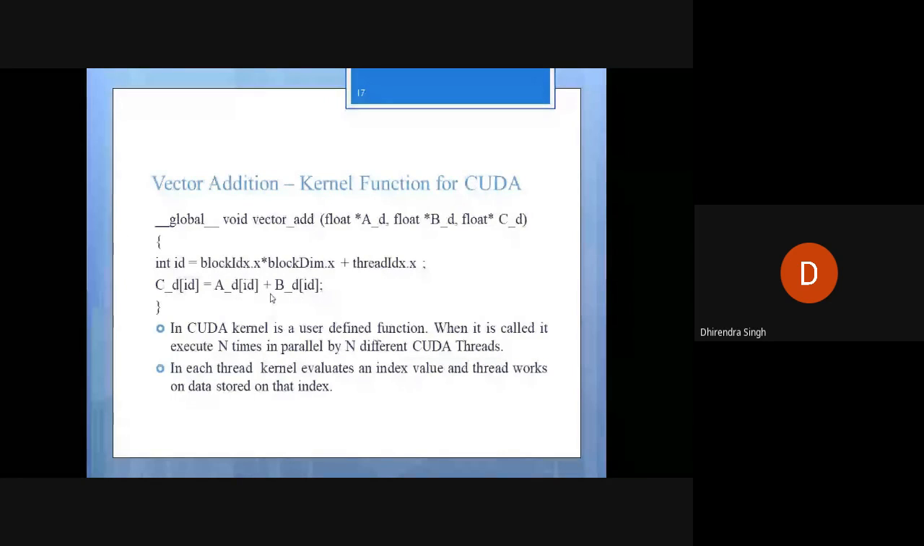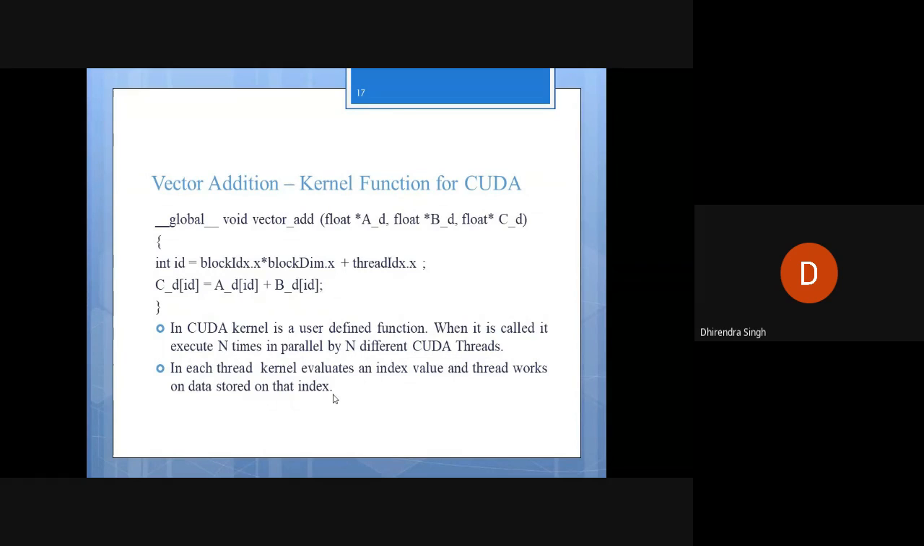Okay, so the CUDA kernel is a user-defined function. When it is called, it executes n times in parallel by n different CUDA threads. In each thread, the kernel evaluates an index value, and the thread works on data stored at that index. That's the concept. So we have written a kernel function.